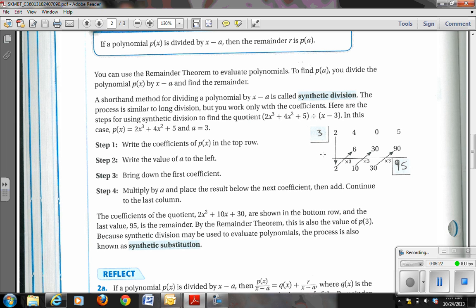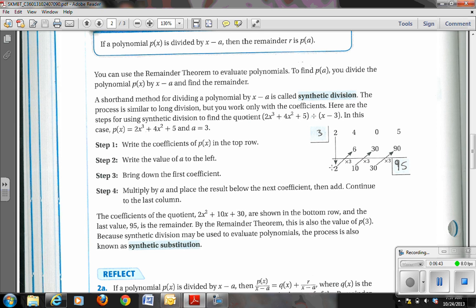I'm going to multiply 3 times 2. I get 6. I'm going to write it here. I'm going to add 4 and 6 goes to 10. I multiply again. 3 times 10 is 30. And I add straight down. I multiply again. Goes here. I add straight down. So it's always, you bring your first number down just as your first step.